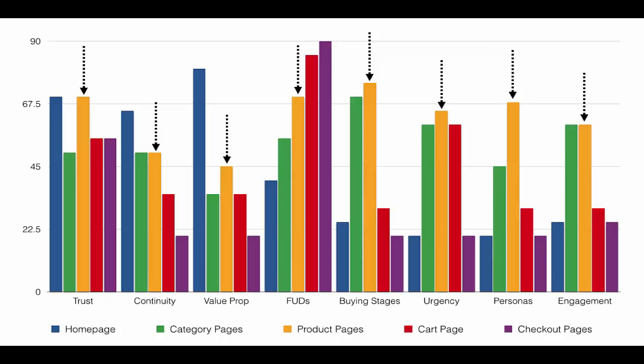We start saying that, you know what, on product pages, it's always buying stages. When we address buying stages, we see the highest impact on product pages. So naturally, when our teams start optimizing a product page, they start thinking about buying stages. Then they move on to the next element, FUDs and trust. They also keep in mind personas because those are all closely related to one another.